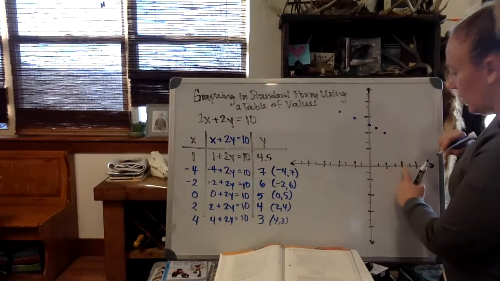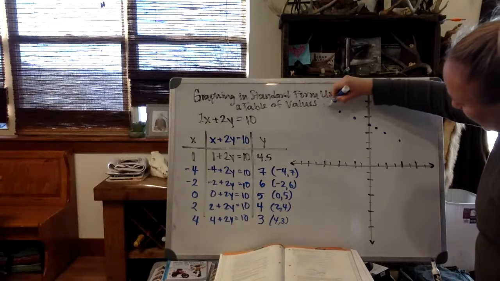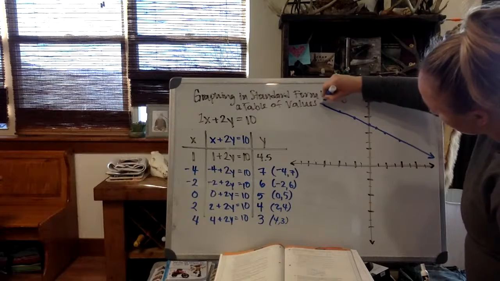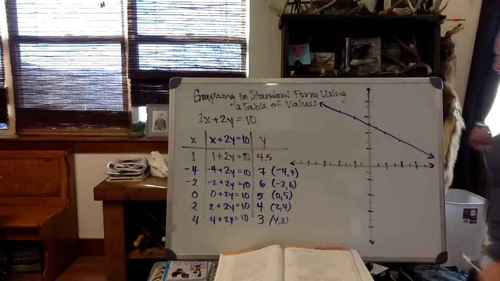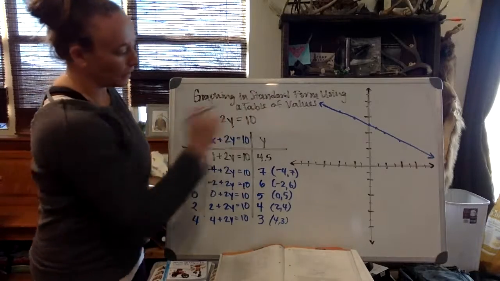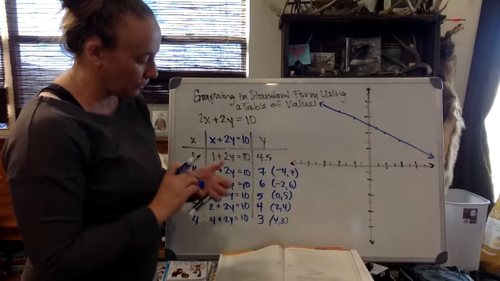And we have 2, 4 and 4, 3. And now I can connect the dots, and I can see the rest of this line develop. Cool? Isn't that neat? It's so neat. So cool, I'm done. So that is how we graph with a table of values given a standard form equation.